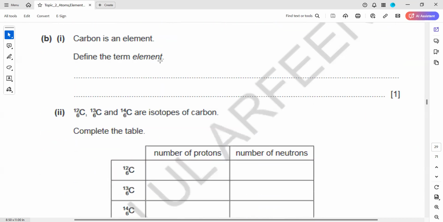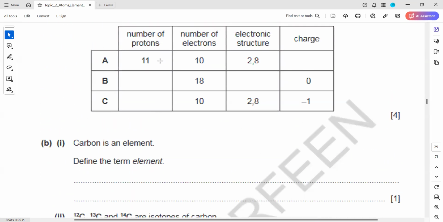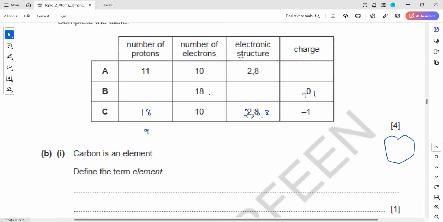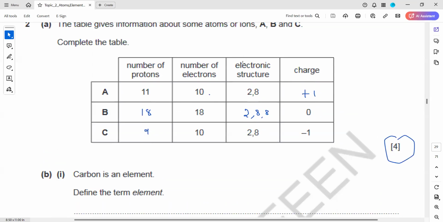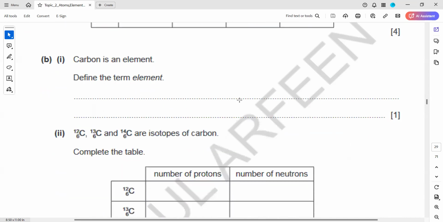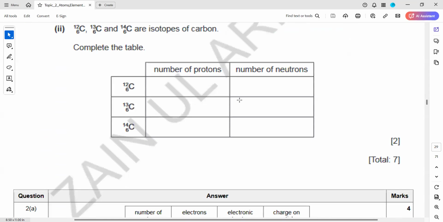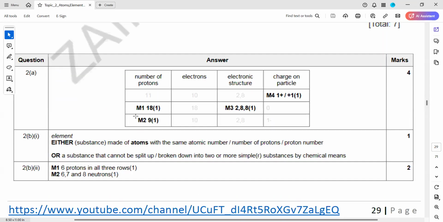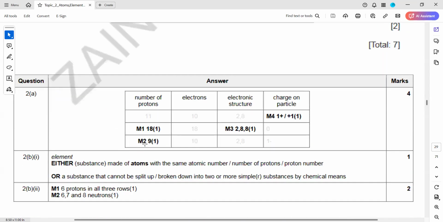The answer is 10. Where? 9, hold on. Protons, yes. How can it be 10? It cannot be 10. So why are you checking the answers? I was looking at the answer, whether it's correct or not. It's written 9 here. See.